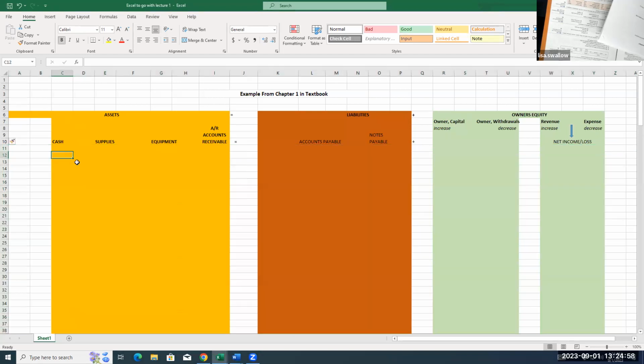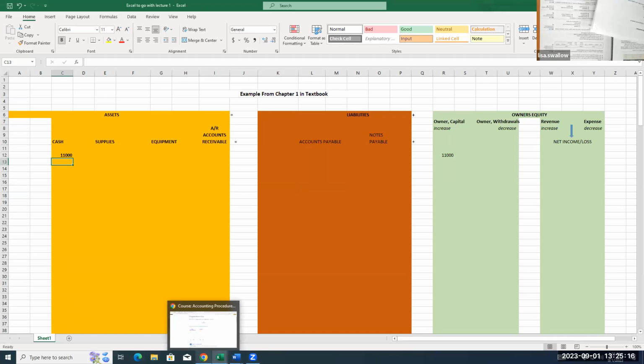Okay. So what happened? I put in $11,000 of cash. And I've got $11,000 of the owner's equity. I'm not going to take the time to subtotal every time, but you certainly can do that.